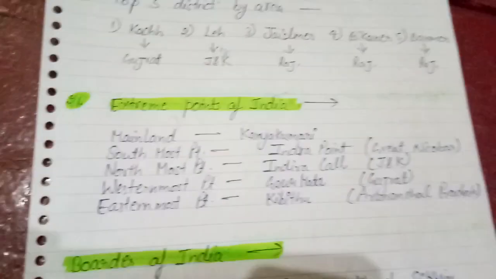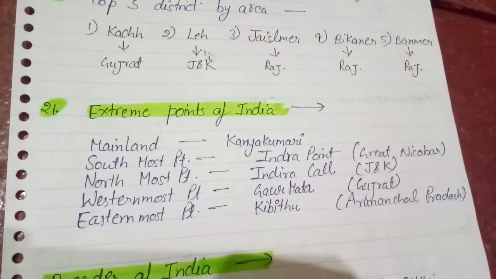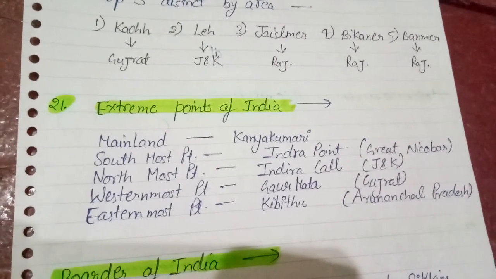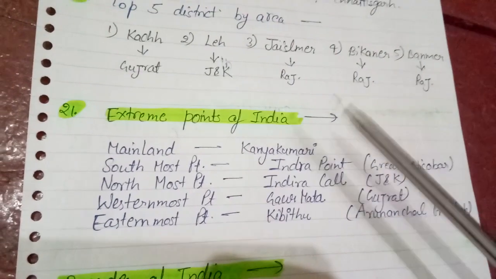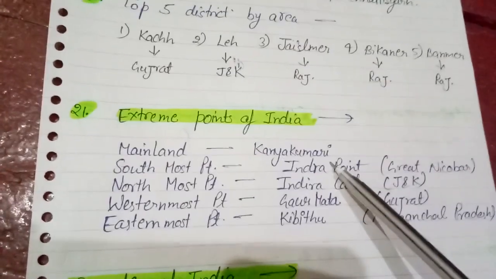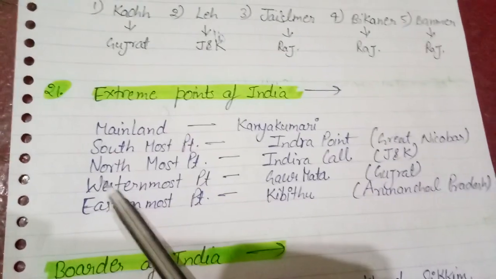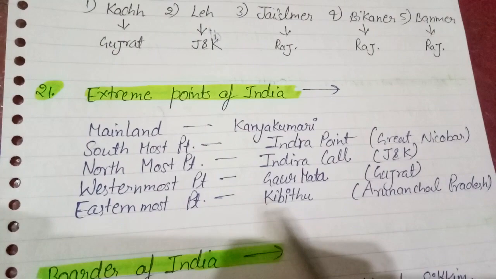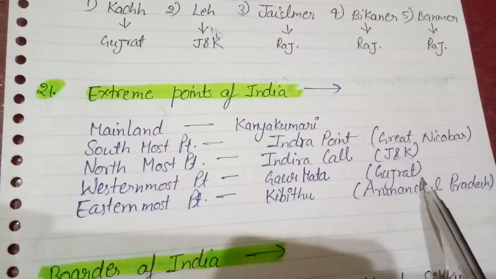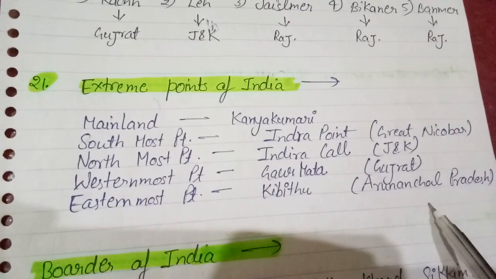Point 21. Extreme points of India, that is the southernmost point, northernmost point, westernmost point, easternmost point, and mainland. The extreme point of mainland is Kanyakumari, which lies in Tamil Nadu. Southmost point, Indira Point. Northmost point, Indira Col, which lies in J&K. Westernmost point, Guhar Moti, that is in Gujarat. Easternmost point is Kibithu, that lies in Arunachal Pradesh.